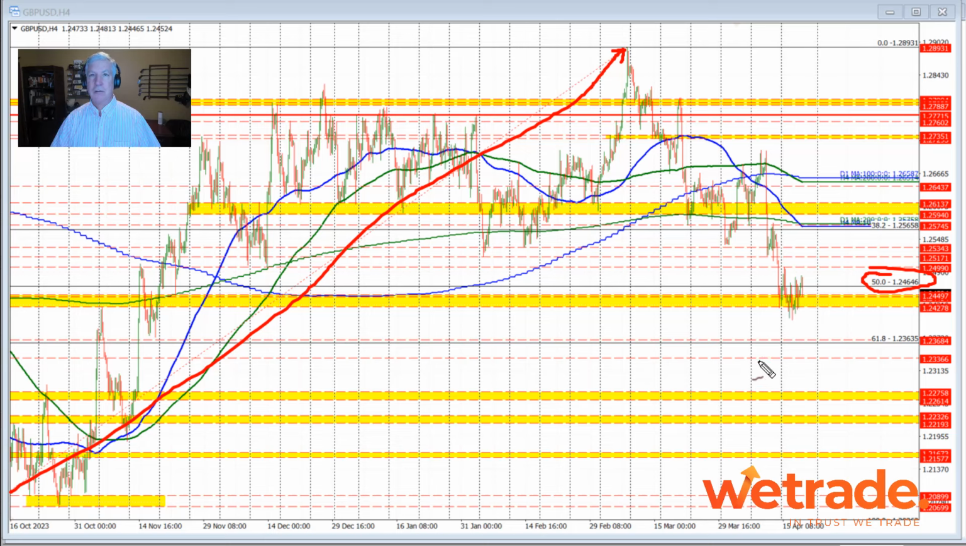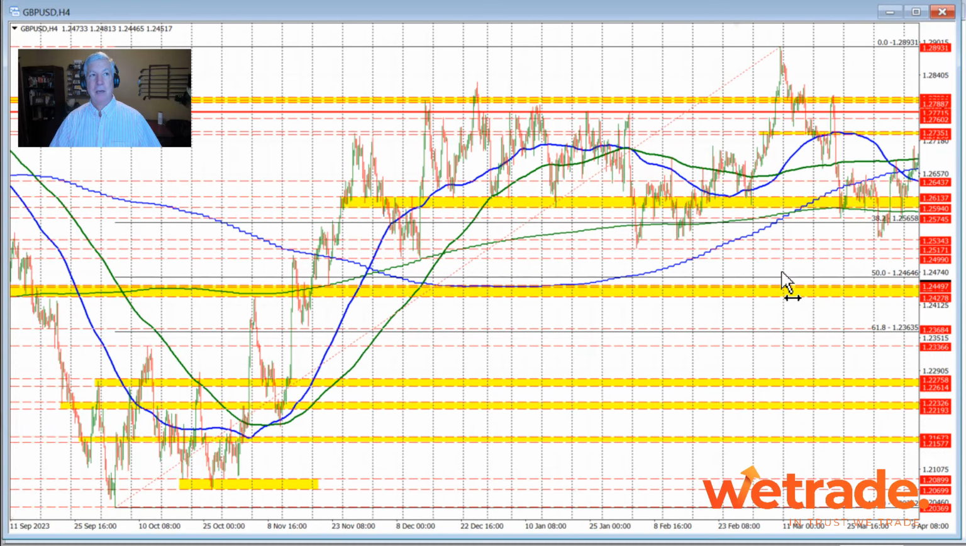So the sellers are trying to put a lid on this pair. Yes, it's sloppy above and below the 50% retracement level. What can I say? But on the downside, we'll look for this swing area down here between 124.27 and 124.49 as an area to get to and through.